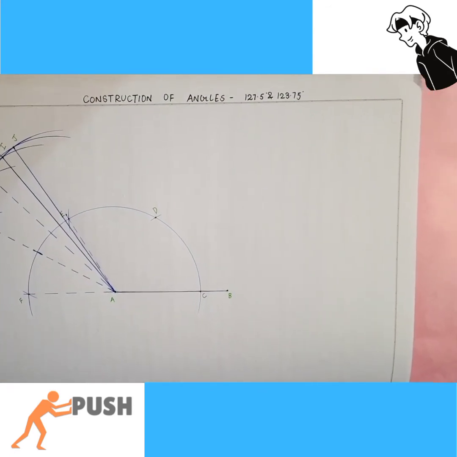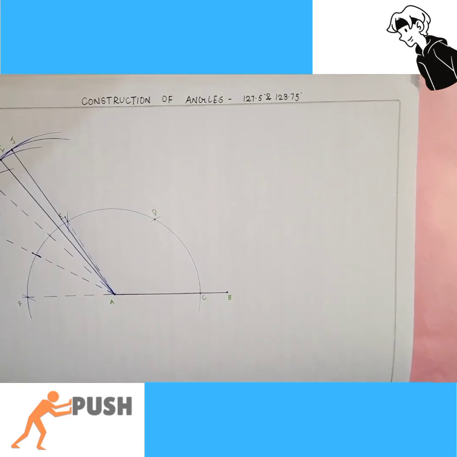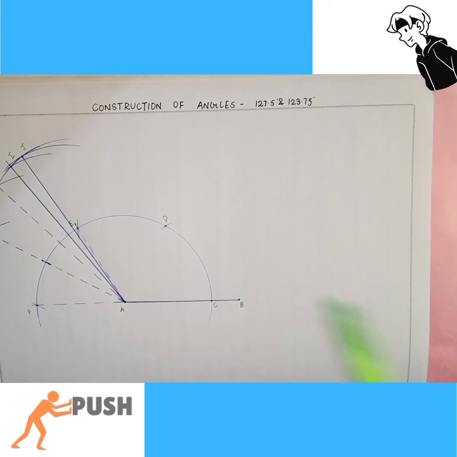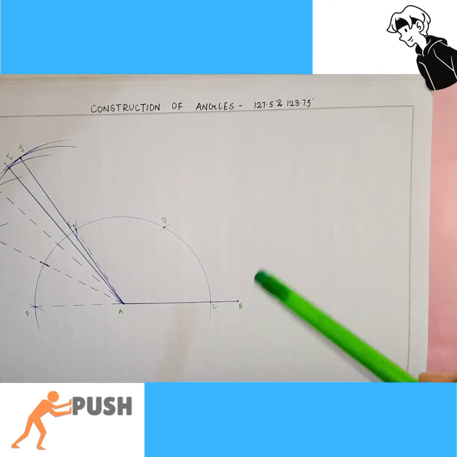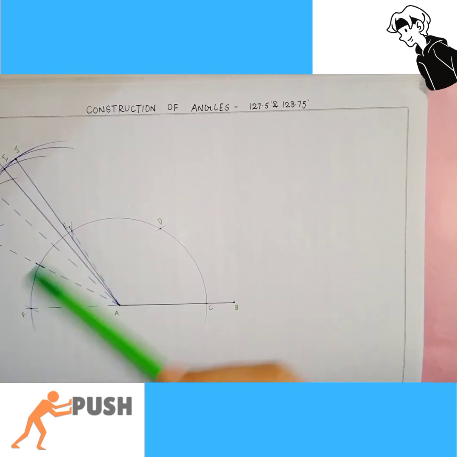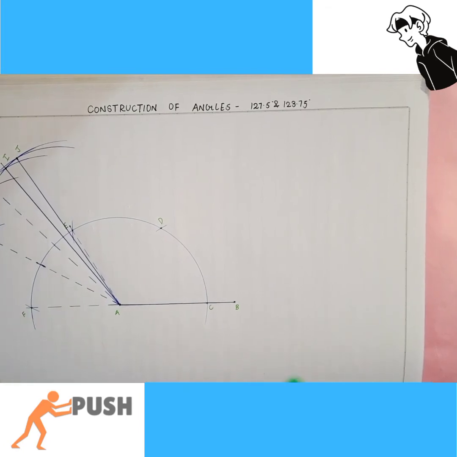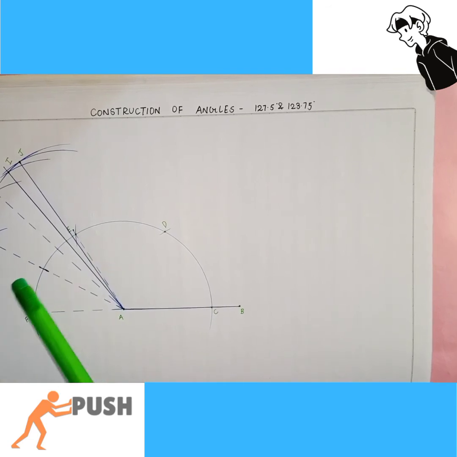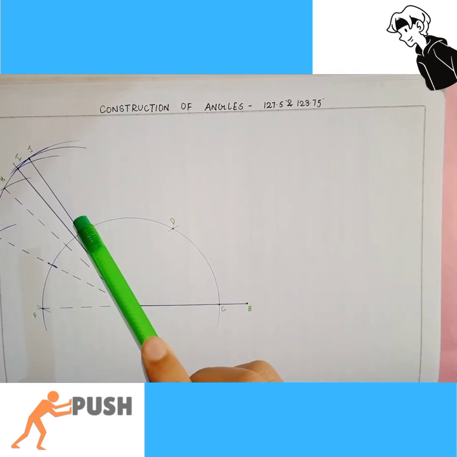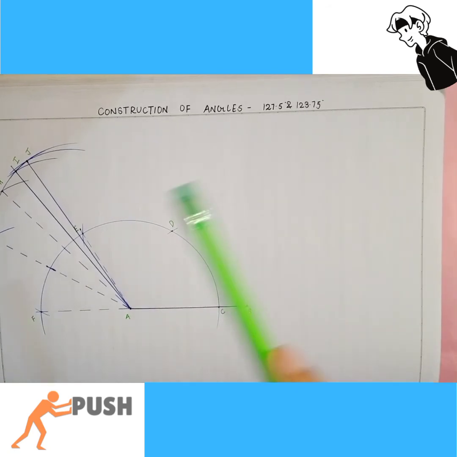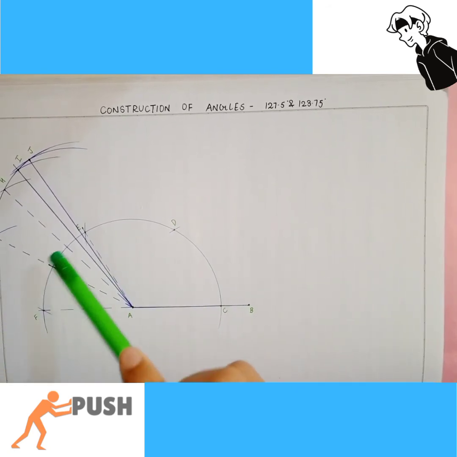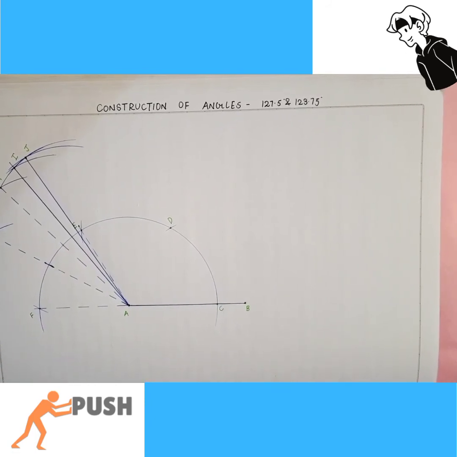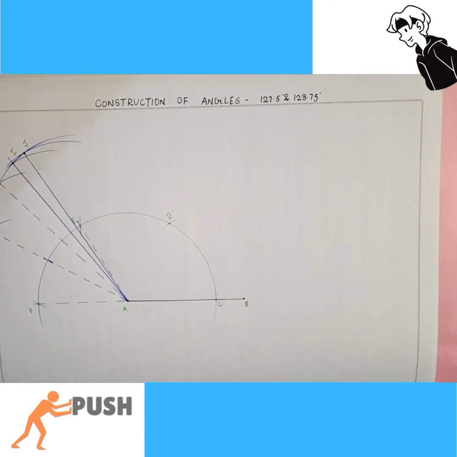I'll repeat it once again. First, I drew a line segment, then I created a semicircle, then from the 0 degree point, I cut an arc, then another, and then another, 60, 120 and 180. Bisecting 180 and 120, I got 150. And then bisecting 150 and 120, I got 135, and then bisecting 135 and 120, I got 127.5, and then by bisecting 127.5 and 120, I got 123.75.